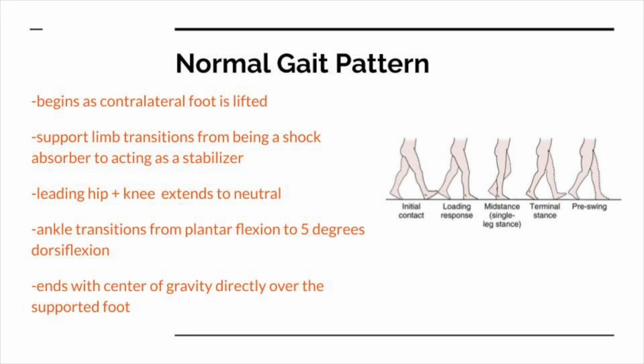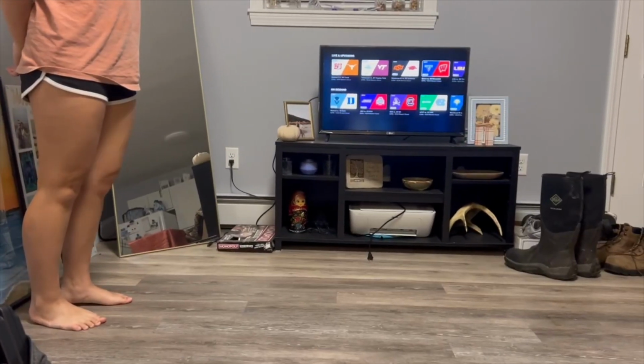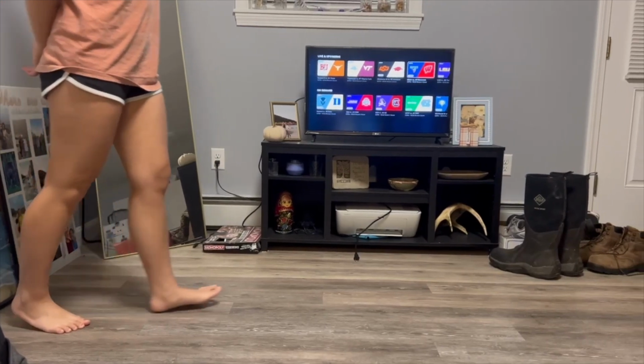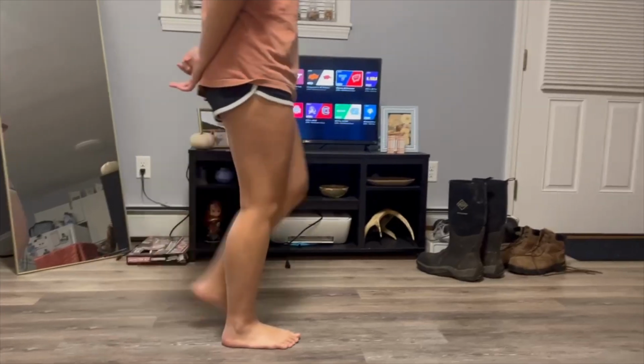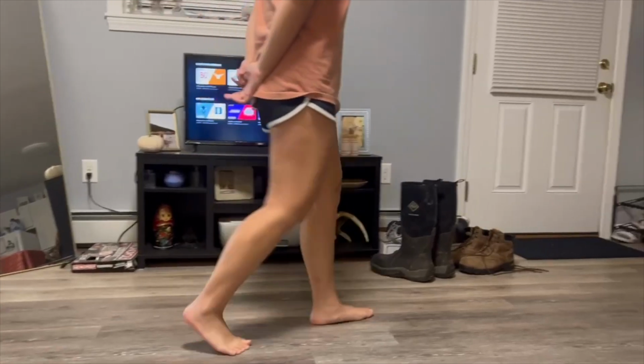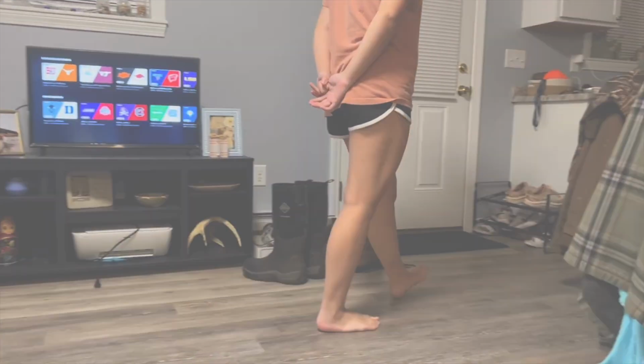The mid-stance phase, also known as the single leg stance, starts when the contralateral foot is lifted. This phase focuses on the body transitioning from absorbing shock to acting as a stabilizer, which is supported by a single leg. The normal gait patterns during this phase involve the leading hip and leading knee extending to neutral position. The ankle also transitions from plantar flexion to around 5 degrees of dorsiflexion. This phase ends when the center of gravity shifts to be directly over the forefoot of the supported foot.